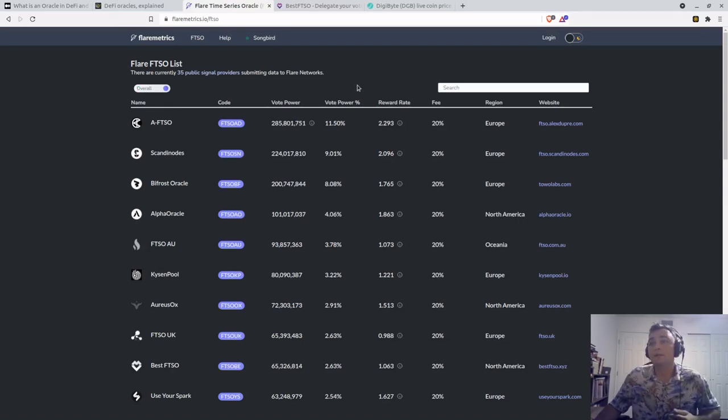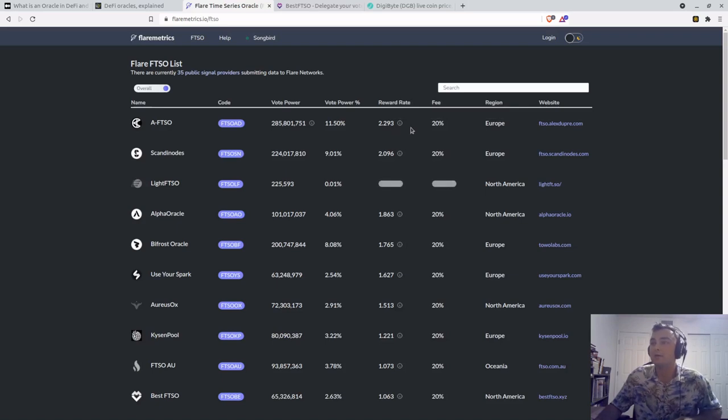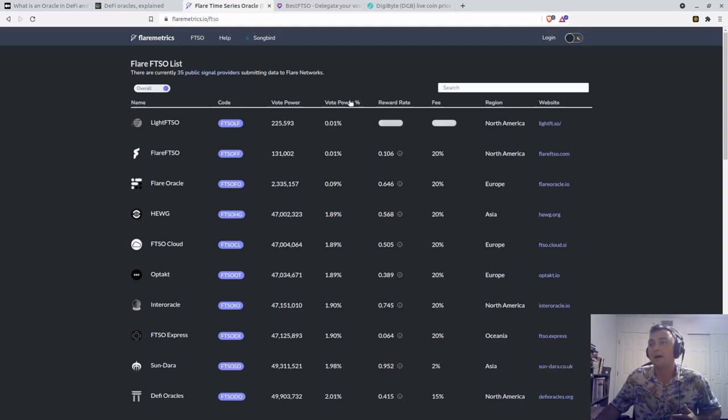So on this list, we can use the vote power percentage, reward rate, or region to categorize or filter how we see these FTSOs. Clicking on the reward rate, we can see it's now filtered with the highest returning signal provider at the top and going down in order. Similarly with vote power, we can see from the highest vote power to the lowest or from the lowest vote power to the highest.